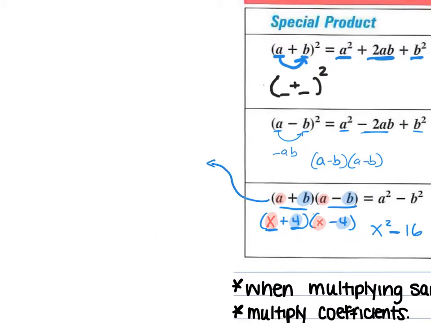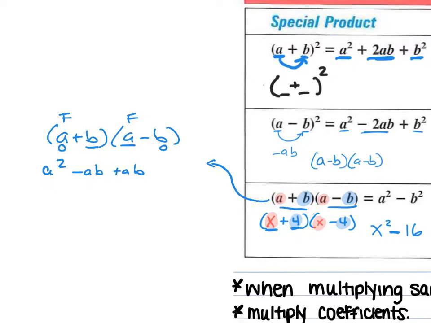Now, just to prove that that's a shortcut way of doing that, I'm going to actually do the work over here the long way. A plus B times A minus B. The first times the first, A times A, is A squared. The outer term times the outer term is A times negative B, which is negative AB. Then the inner terms, B times A, that's positive AB. And finally, B times negative B is negative B squared. Now notice that these two terms cancel each other out, leaving just A squared minus B squared.